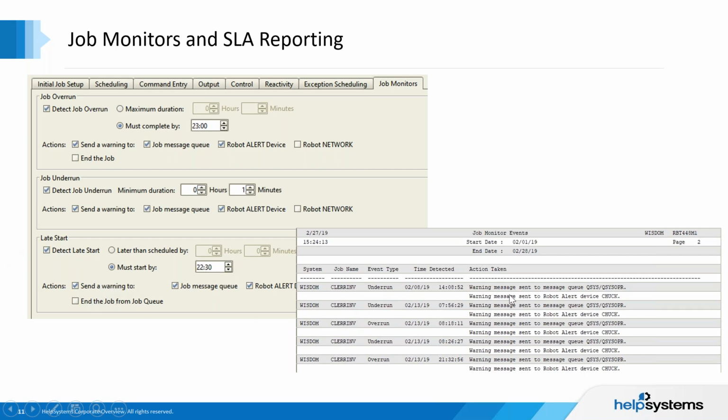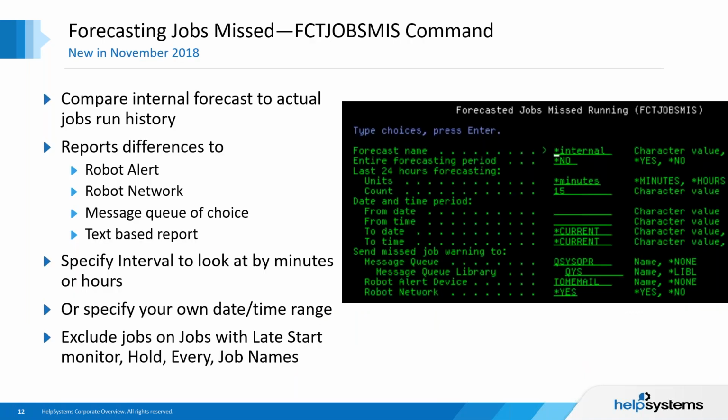And then, of course, Tom mentioned the audit trail of changes. We also have an audit trail of these SLA type events. All right, and I'll show you what that looks like. I'll show you what some of the notification looks like. But Tom, talk about this brand new command that showed up in November for Robot Schedule.